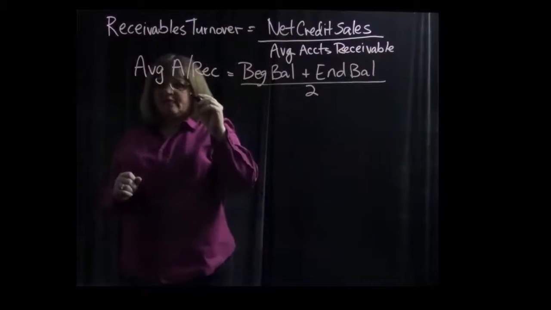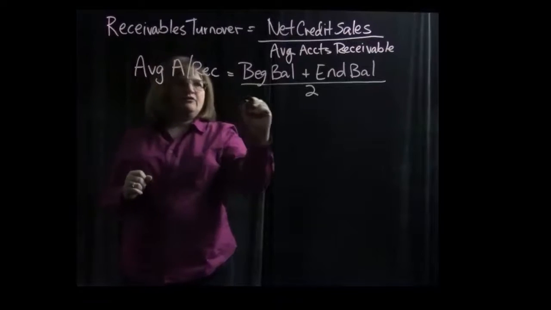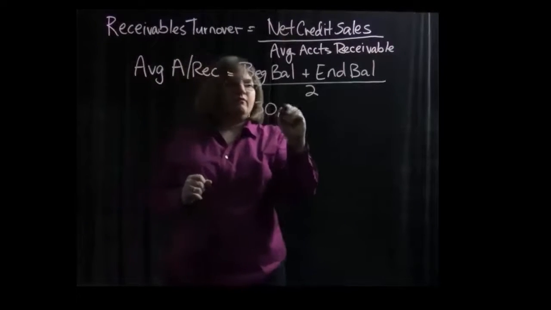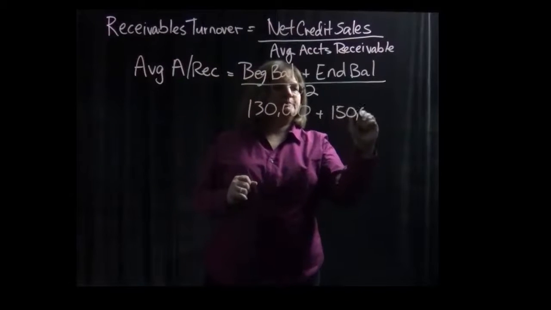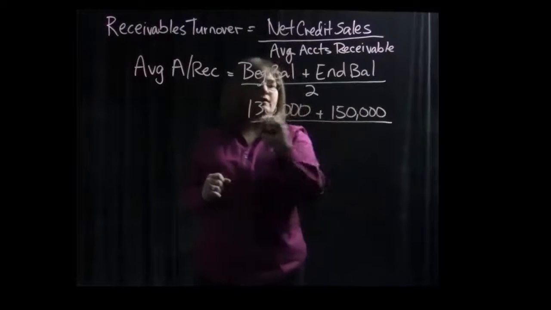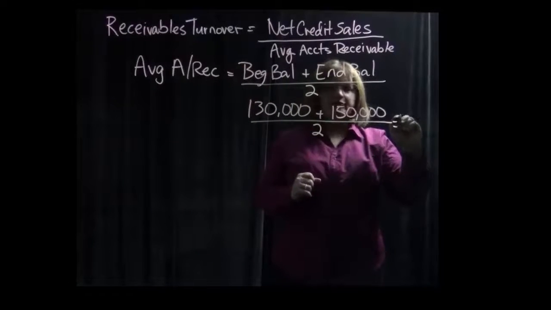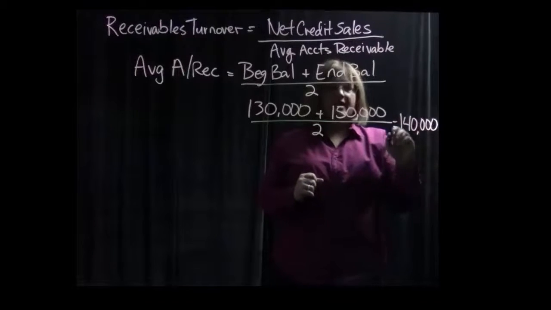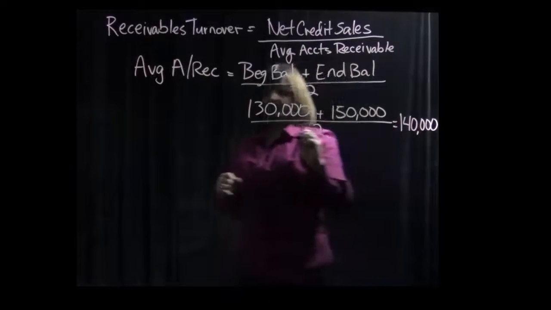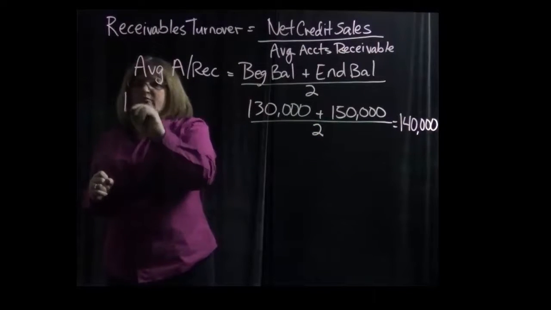In this case, our beginning balance in accounts receivable is $130,000, and the ending balance is $150,000. When we divide that by 2, we end up with $140,000 as our average accounts receivable. The net sales for the company is given to us as $1.4 million.